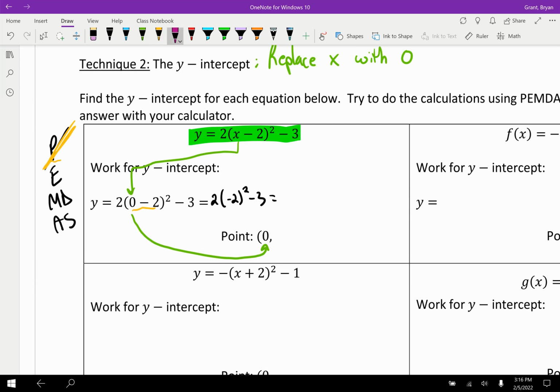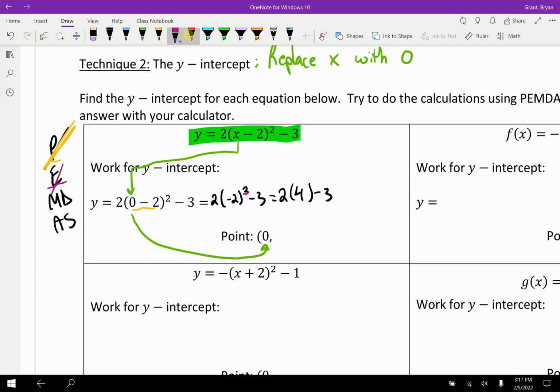For the exponent, we need to do negative 2 squared. Negative 2 times itself, negative 2 times another negative, is a positive 4. We've taken care of the exponent. Right, that was that guy up here.